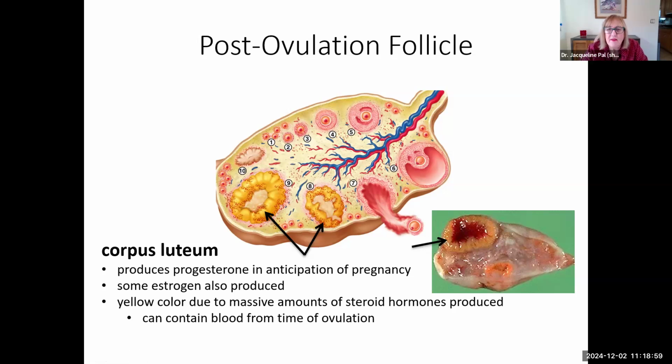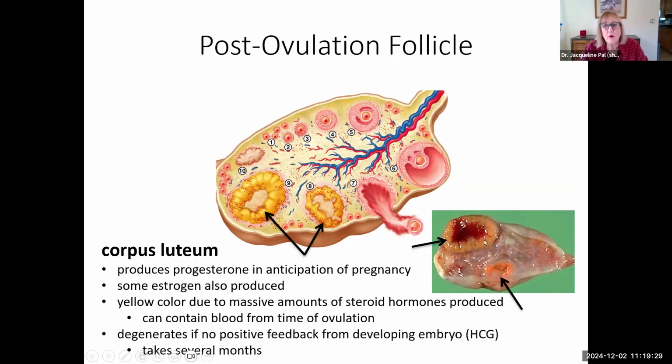Okay. And this, if the lady was pregnant, would continue to get larger and larger and larger, because this corpus luteum will maintain the pregnancy for the first several months. And I know you're going to go, Dr. Powell, that's what the placenta is for. The placenta doesn't take over until much later. Listen to my video where I talk about early pregnancy, and I'll be telling you when that happens. So if there's no pregnancy, this will degenerate. And so here is an example of a degenerating corpus luteum. And so this takes several months.